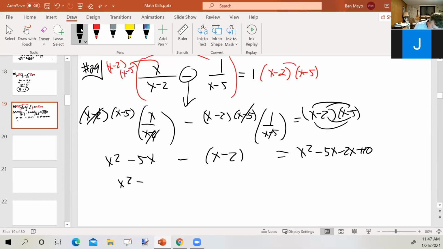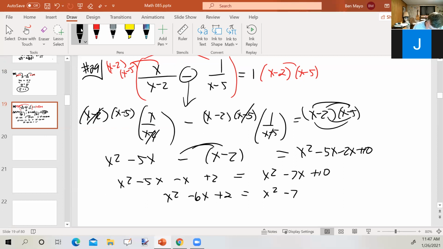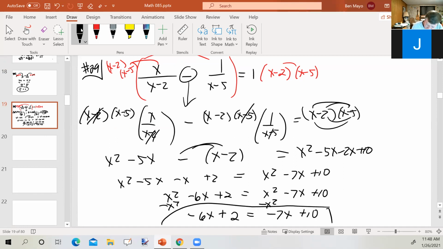So now I've got x squared minus 5x minus x plus 2 equals x squared minus 7x plus 10. Combining like terms further, x squared minus 6x plus 2 equals x squared minus 7x plus 10. This is a second degree equation. So I'm going to start moving everything to one side of the equation. I'm going to move it to the left. But after I subtract x squared from both sides, it's no longer a second degree equation. So now I've got this.